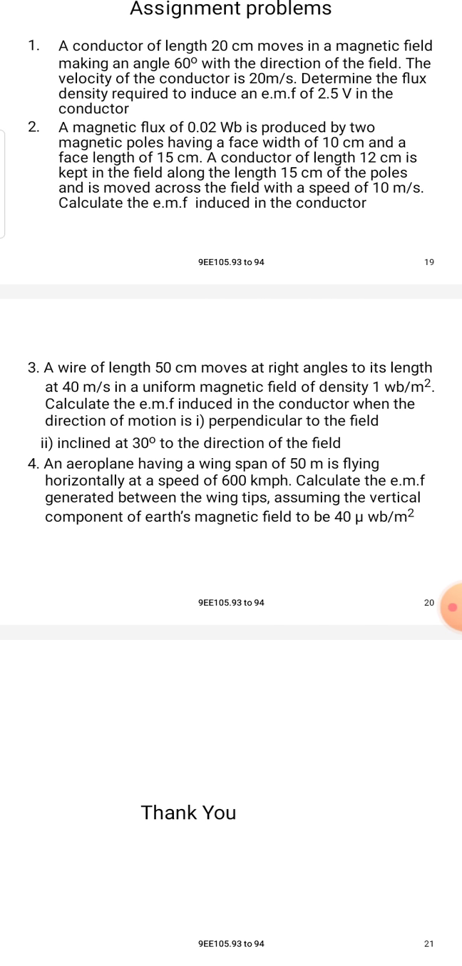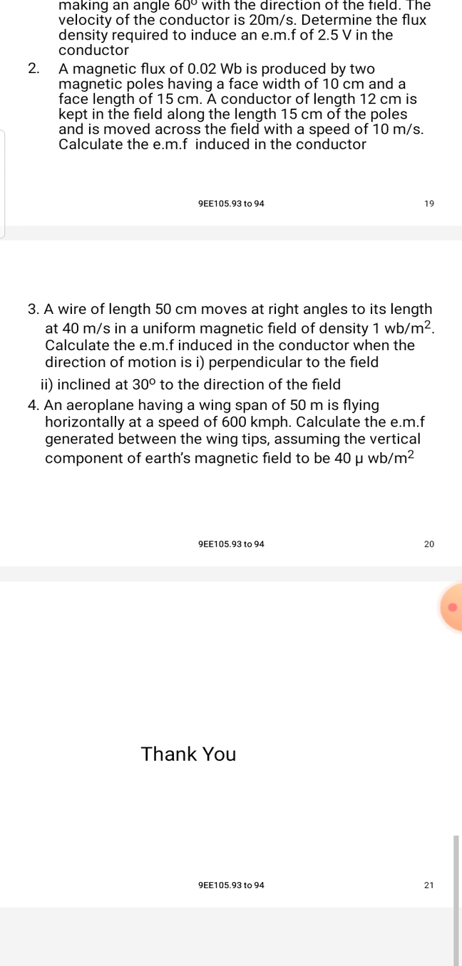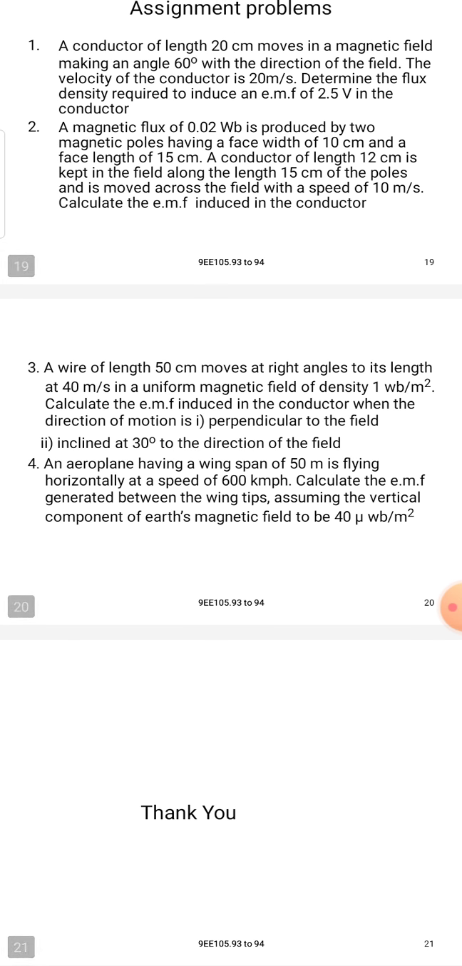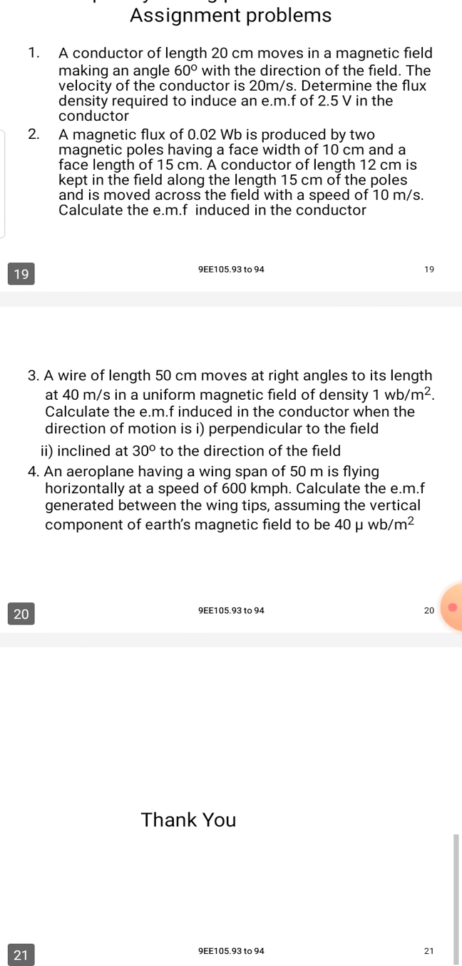This type of exercise problem is a problem on dynamically induced EMF, that is E is equal to BLV sin theta. You can substitute the given values directly and you get the result of the dynamically induced EMF. Do practice this type of problem. So thank you. We continue with the next slides in the next class tomorrow.